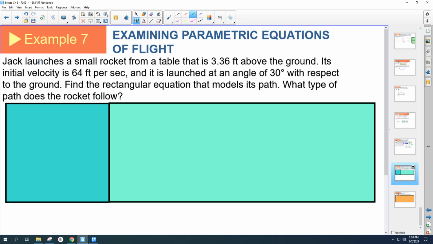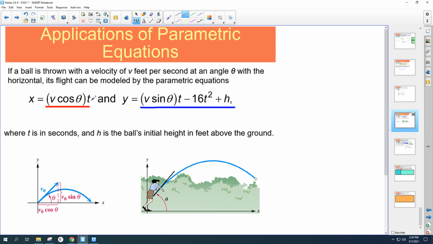Number 7, Jack launches a small rocket from a table that's 3.36 feet above the ground. Its initial velocity is 64 feet per second, and it's launched at an angle of 30 degrees with respect to the ground. Find the rectangular equation that models its path. Now remember, when they say rectangular, all chapter long, rectangular meant x and y. So our model isn't going to be good enough because it has a t in it. You've got x as a function of t and y as a function of t.